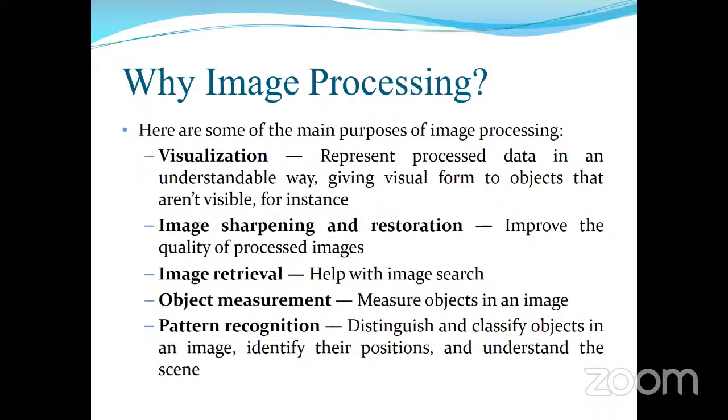So coming to the point of why we have to do image processing. What is the main purpose of image processing? The first one is visualization. They represent the processed data in an understandable way, giving a visual form of the object. For instance, there may be hidden text or messages. When you are seeing an image, it depends on the perception of the people. If a photograph is given, I can view the people and somebody can view the background where they are standing: what is the building, what is the poster over there, are they standing before a hotel, before a landscape, are they on holiday.